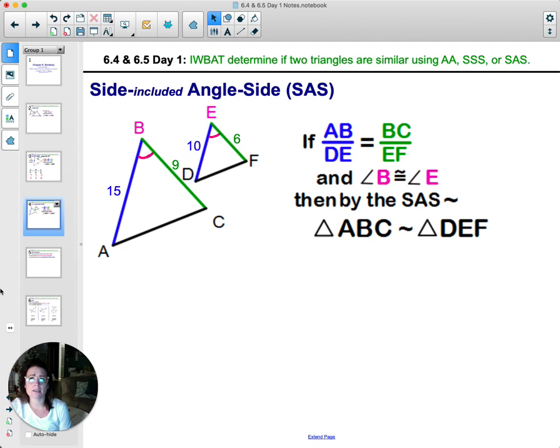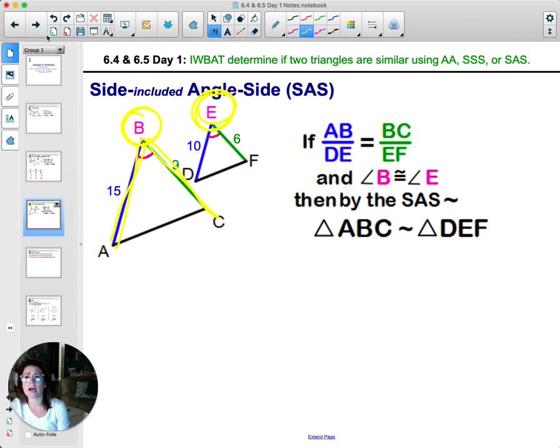Third one is side angle side. So in side angle side, you're going to have 2 sides that are proportional and 1 angle that's congruent. So it's important that you find the angle that's given to you as congruent. And then you use the 2 sides that make it up. So you've got to make sure that you're using those 2 sides that make up that angle.